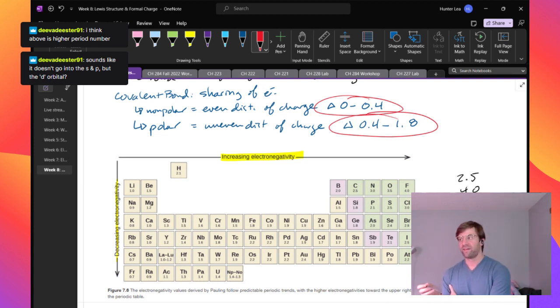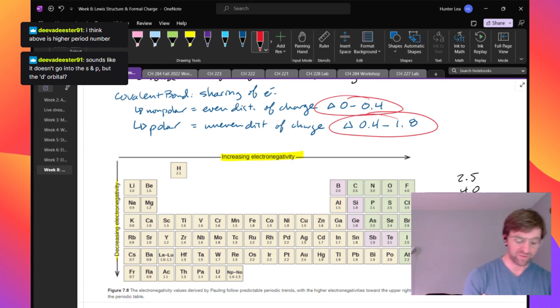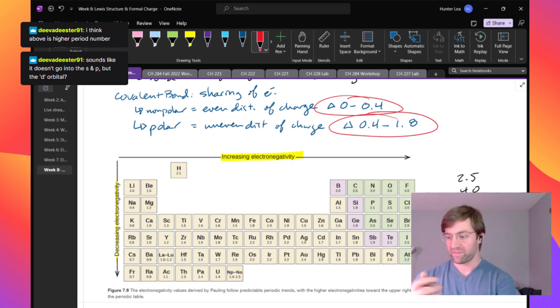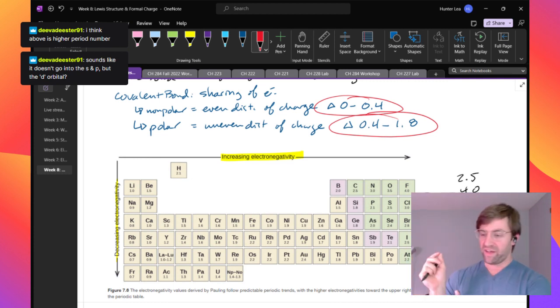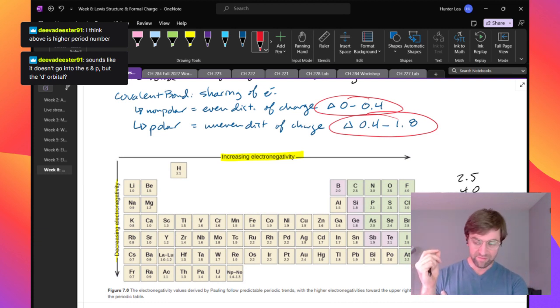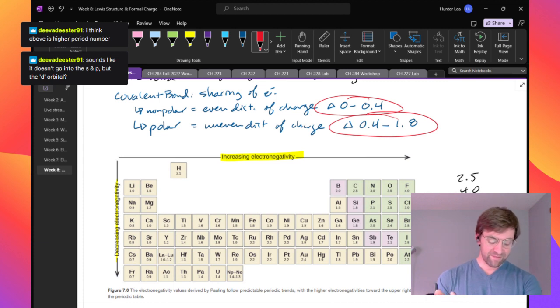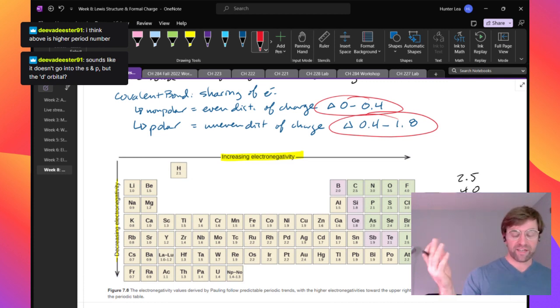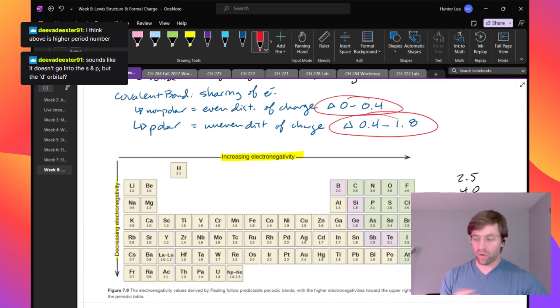I will say my recollection is the professor was pretty good about making it very, very obvious. The difference was going to be greater than one or infinitesimally small, right? Just know that a very small or no electronegativity difference means that it is nonpolar. That means even distribution of charge between those bonded atoms. And polar is going to have some difference, not more than 1.8.